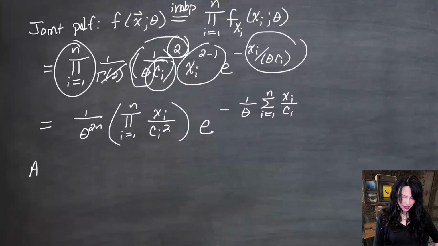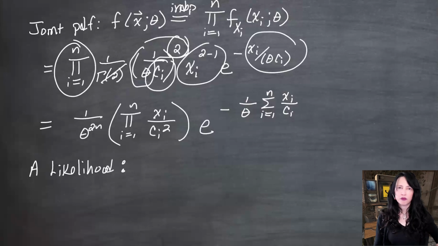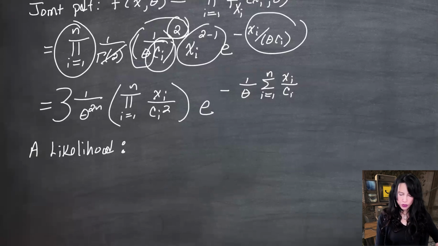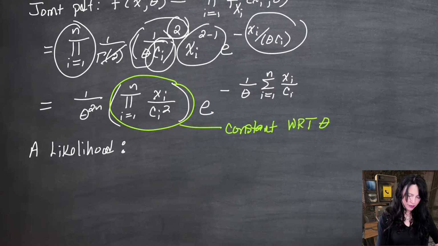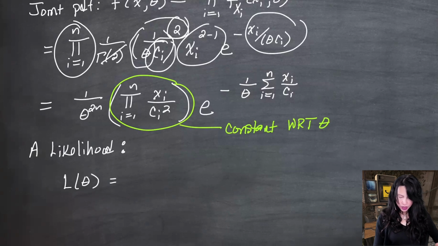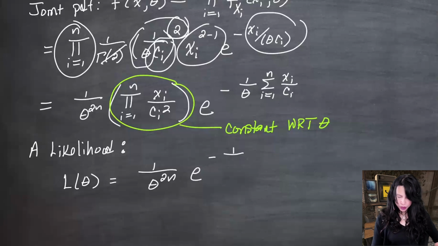Okay, I'm going to write down a likelihood. You could take the entire joint PDF, or you can knock off some constants of proportionality. So if there was a 3 in front of this, you could cancel it, multiplicative constants of proportionality. Note that this term right here is constant when you're thinking of this as a function of theta. So I'm going to drop it and take my likelihood to be 1 over theta to the 2n e to the minus 1 over theta sum as i goes from 1 to n of xi over ci.